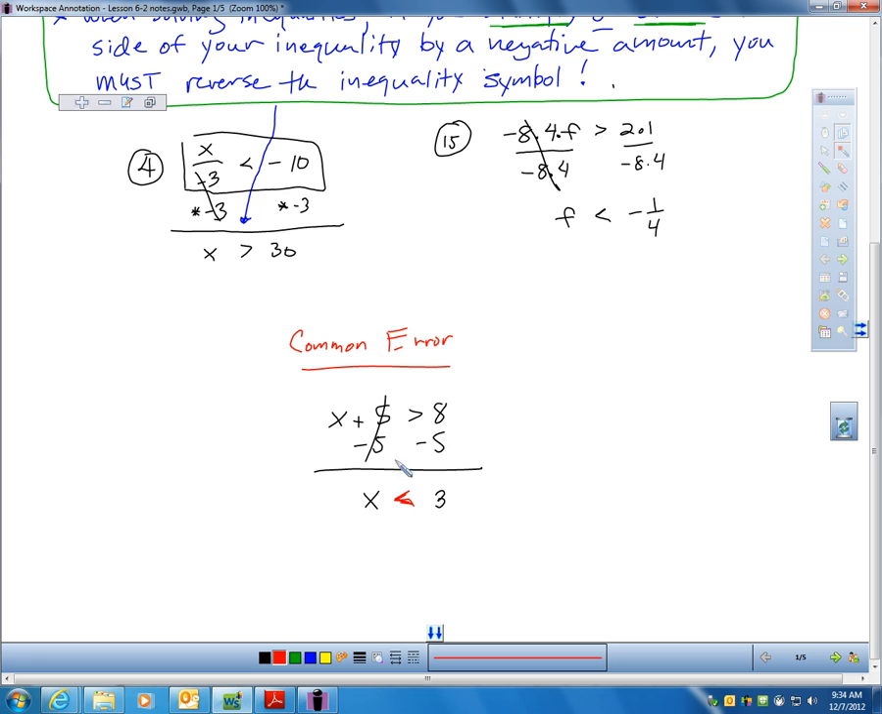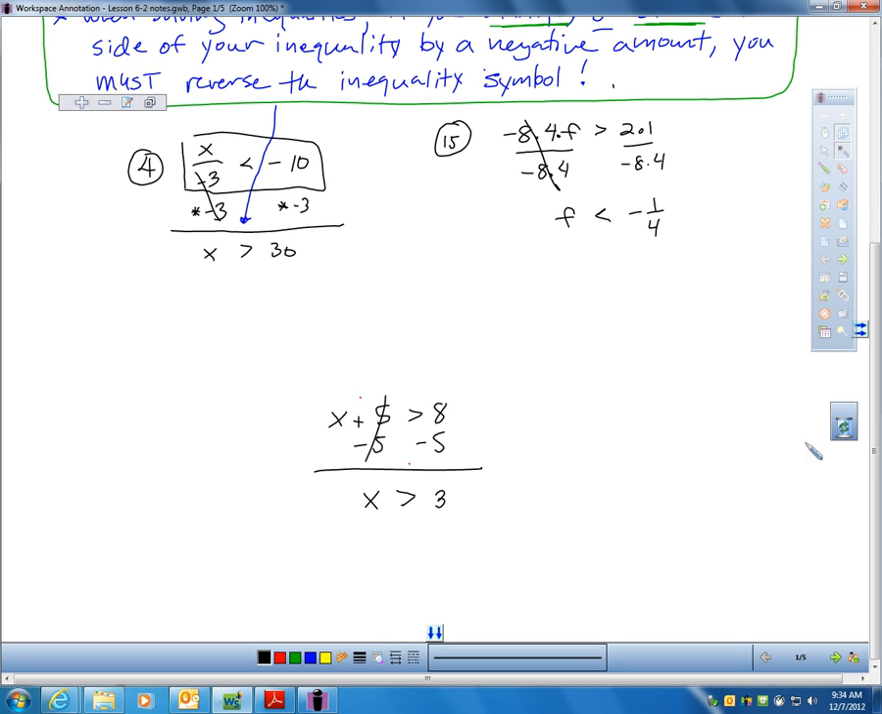Did we multiply or divide each side of this by a negative amount? And the answer is obviously no. No, I didn't divide by a negative. I just subtracted, okay? What we did up here only applies if you're multiplying or dividing each side by a negative. So to get this correct, I do not want to reverse the inequality. I would just want to keep it moving in the same direction, okay?